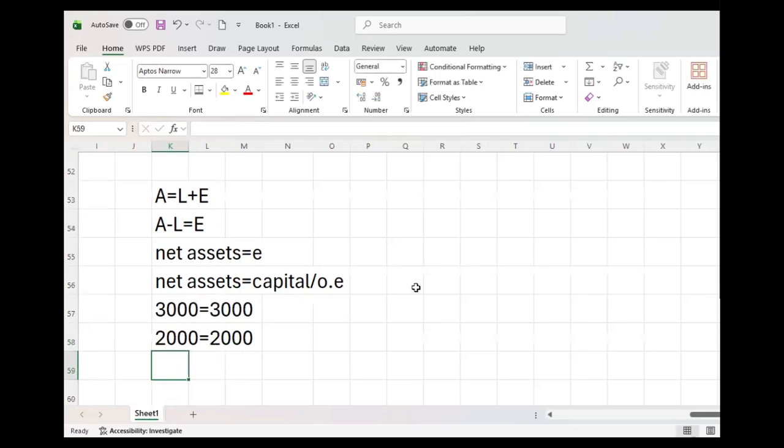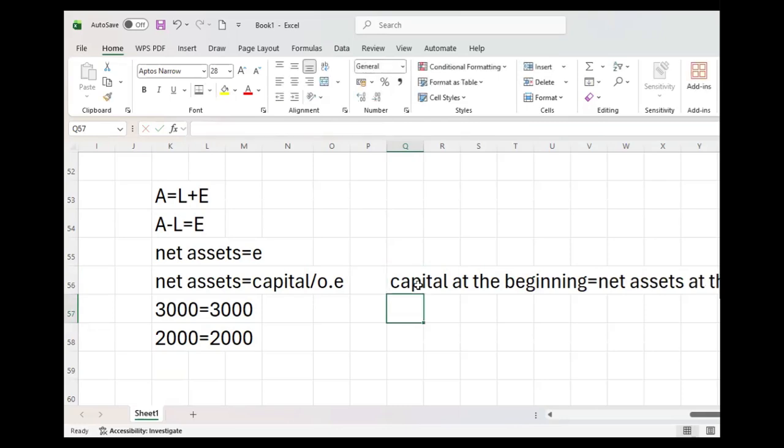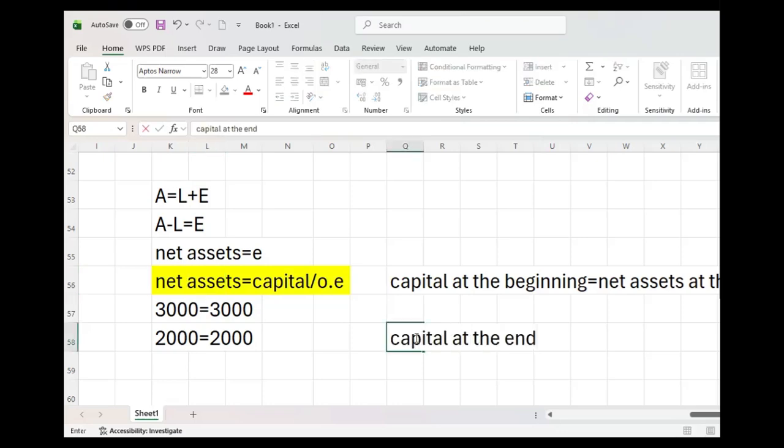So if I'm doing my formula and I have capital at the beginning, it's also the same as what? Net assets at the beginning, because of the formula, because of the accounting equation. So capital at the beginning is the same as net assets at the beginning. The same way, capital at the end is also the same as net assets at the end.